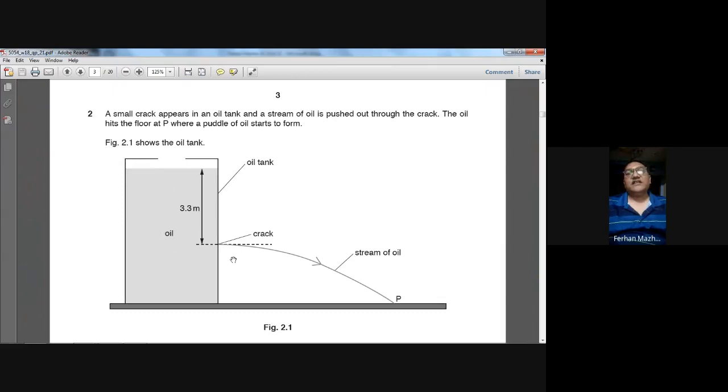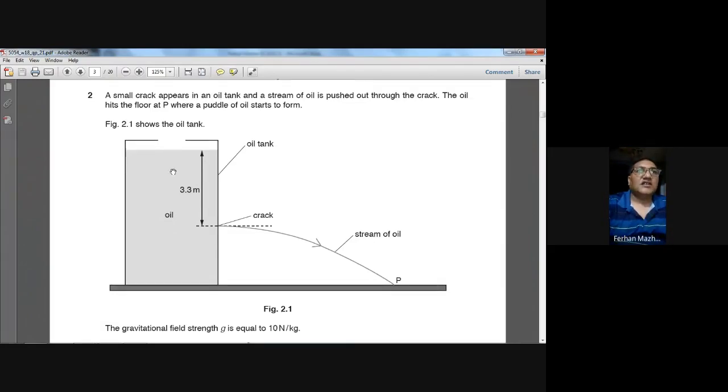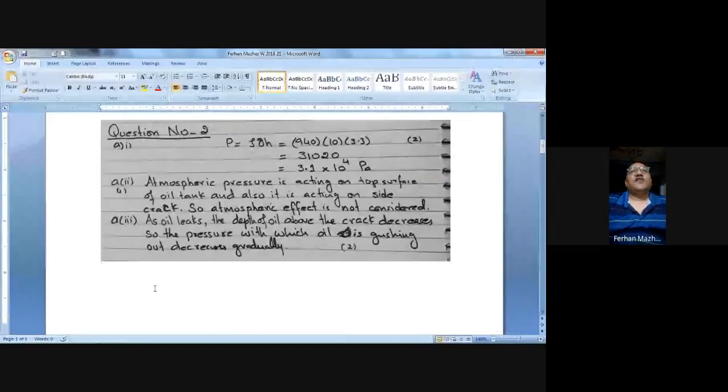So that's why the effect of the atmospheric pressure is not considered here, because it is acting on both sides. So you do not need to consider the atmospheric pressure. It does not have any effect on it. I have written this answer. Atmospheric pressure is acting on the top surface of the oil in the tank, and also it is acting on the side crack. So the atmospheric effect is not considered here. So it's a 1 mark question. I hope you have understood it.